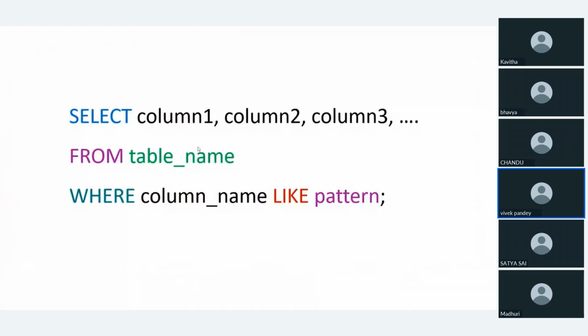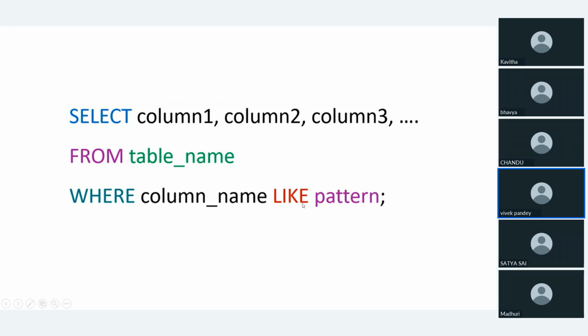Now see here the syntax. First one is the column on which you wanted to apply this, the column which you wanted to make visible. So here select column 1, column 2, column 3 from table where column name. Here, for the column name we are applying this pattern, not for all. Whatever column we wanted to apply, only that column we are applying LIKE pattern.